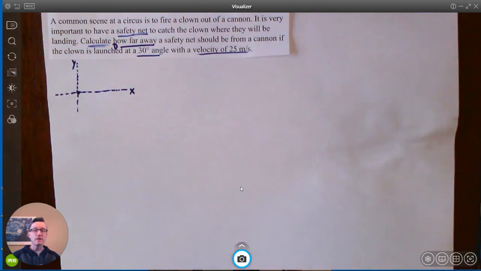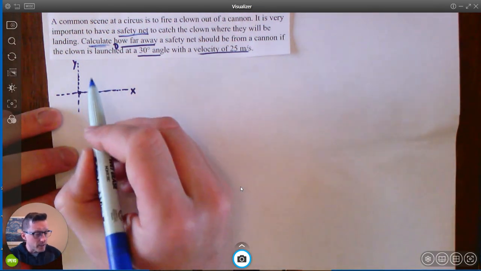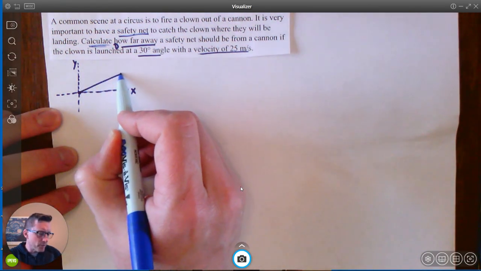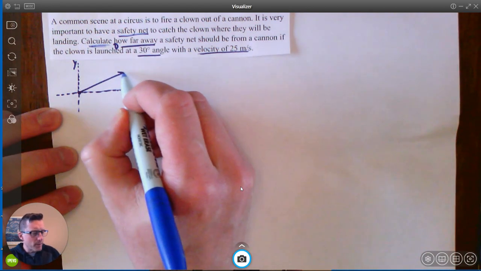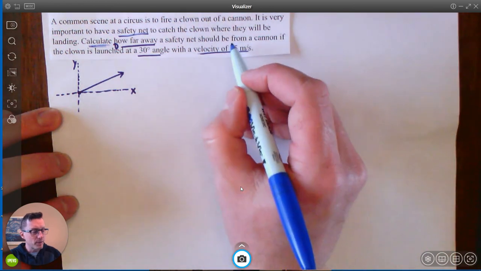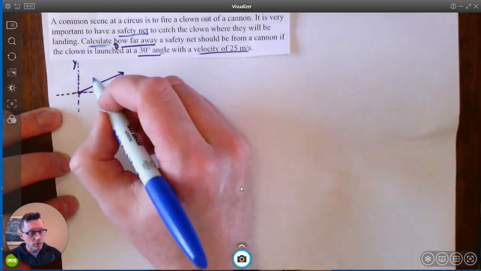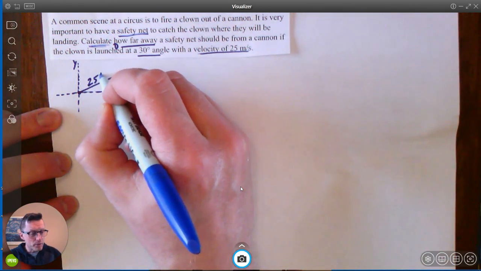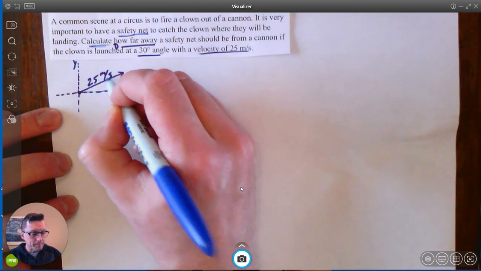Well, you think of 30 degrees, right? Here's zero. Straight up and down is 90. Well, 30 is going to be closer to zero, closer to the X. So I'm going to draw a line that's closer to the X, about a third of the way, and make it an arrow. Okay. And the length of that arrow is simply the velocity. So 25 meters per second.